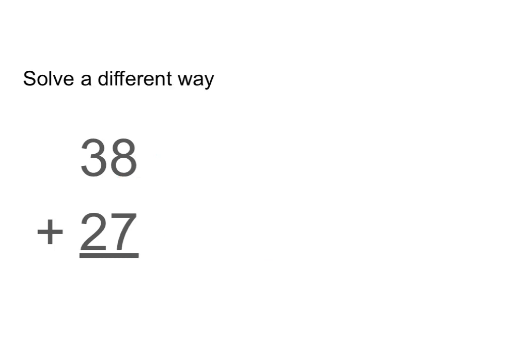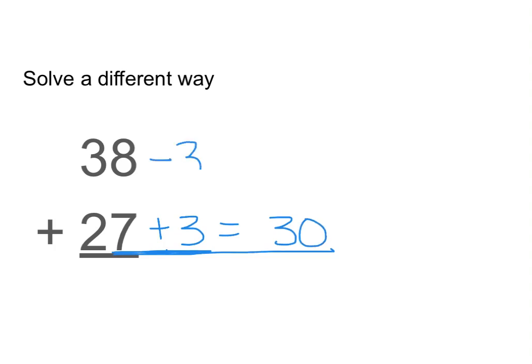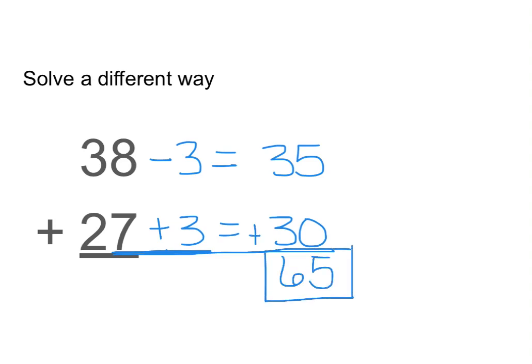Now let's try the exact same problem a different way. So instead of adding 2, I'm going to add 3. And again, I picked it because 7 and 3 are partners. 27 plus 3 equals 30. If I add 3, I have to do the opposite on the other number. So 38 minus 3 is 35. The answer is still 65.